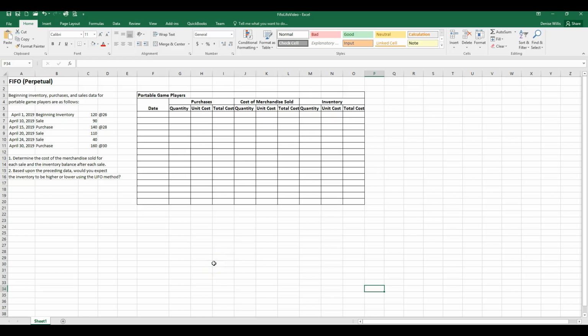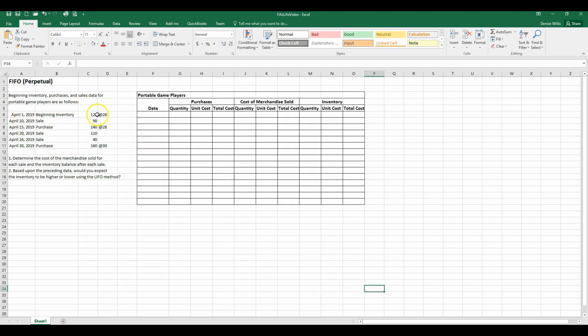Okay, today we're going to do some calculations for inventory using the perpetual system. We're going to do both FIFO and LIFO, and I think we're going to do weighted average cost. Well, we'll see. Anyway, by the end, we'll know.